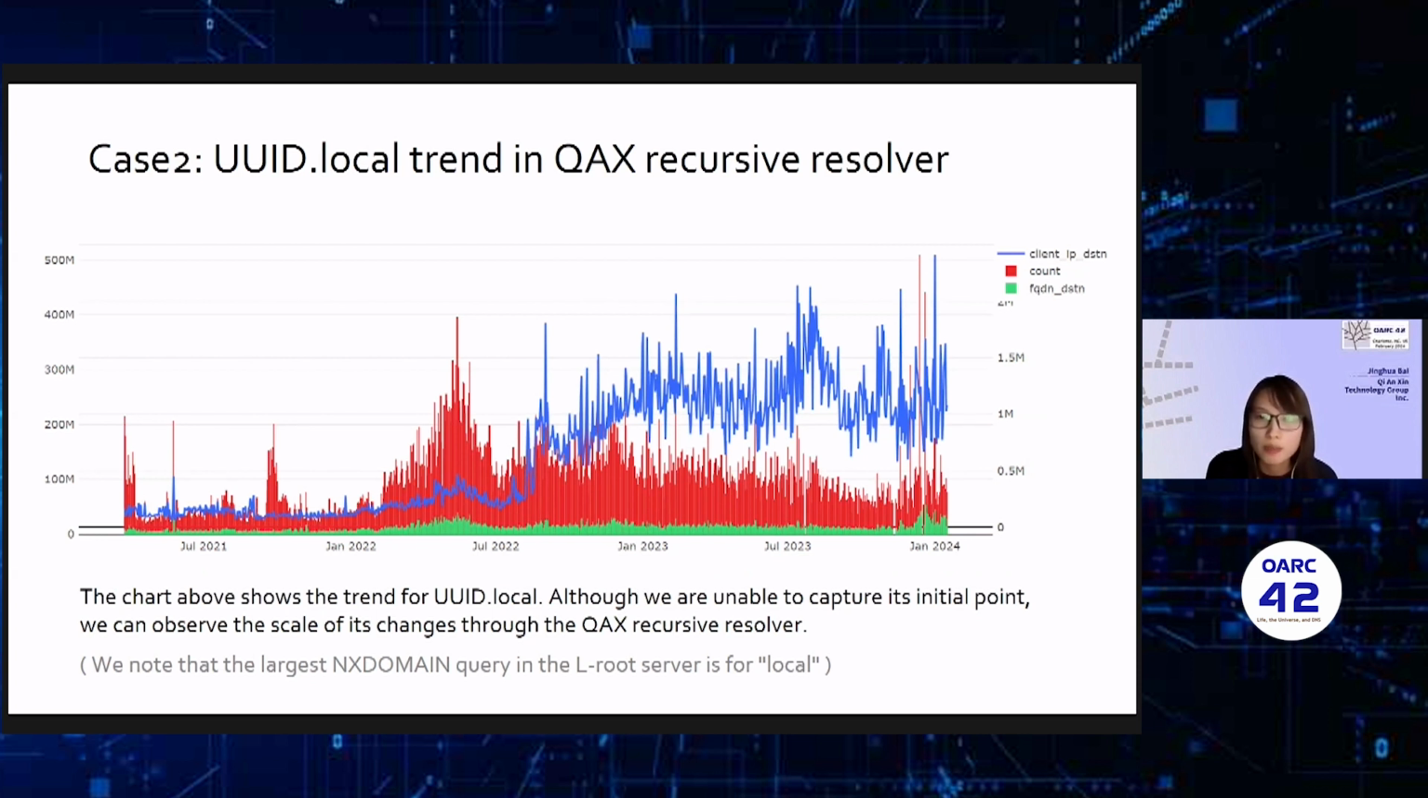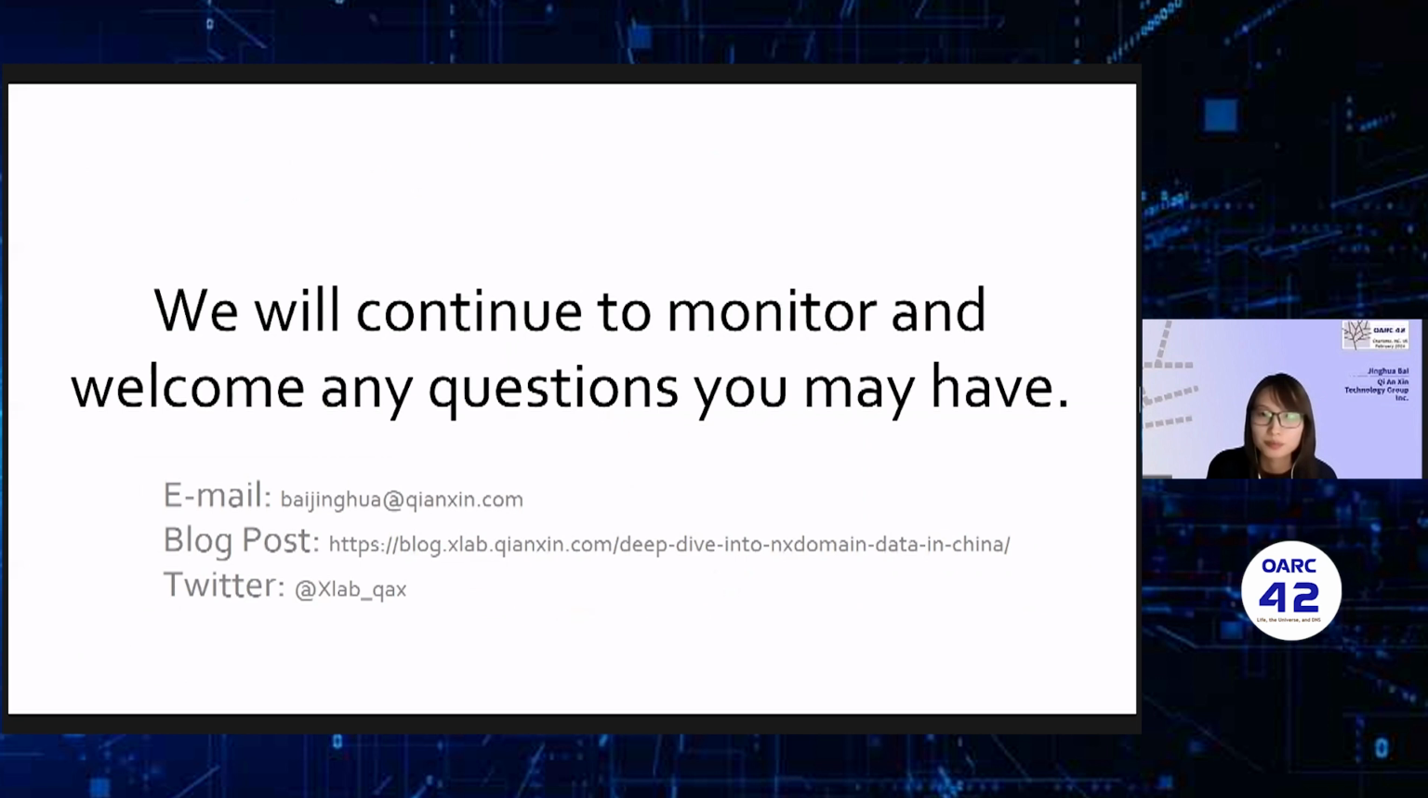Well, we couldn't pinpoint when they started. Our recursive resolver gives us a good look at how things have been changing. The blue line you see is tracking the sheer number of clients that have been hitting us with the uid.local requests, and we are talking millions here. And that's it. Thank you.